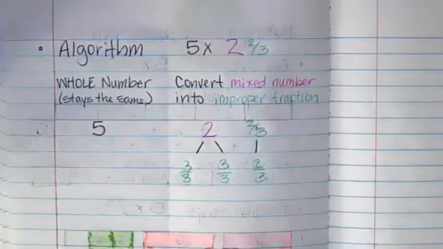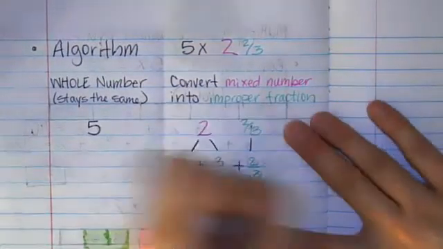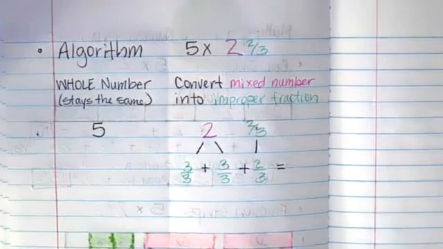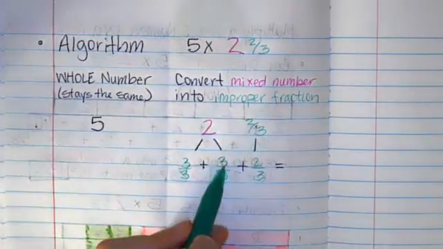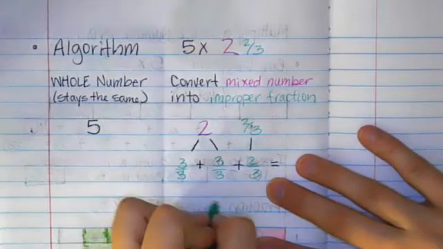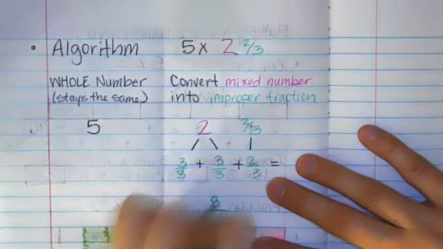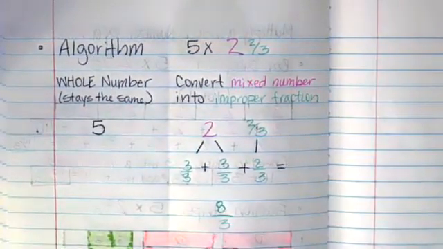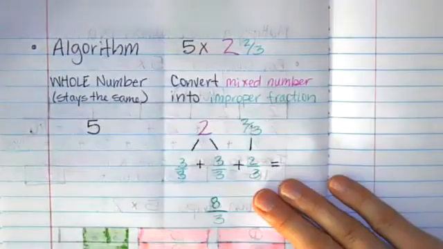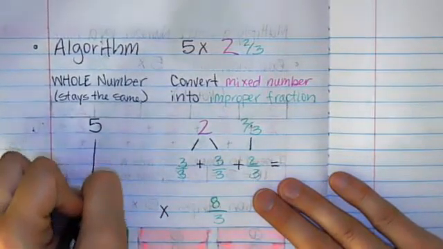I need to put all of these amounts together. When I do that, I have 3 plus 3 is 6, 6 plus 2 is 8. I have 8/3 as my improper fraction. What I need to do is multiply that by the 5 that I had up here.